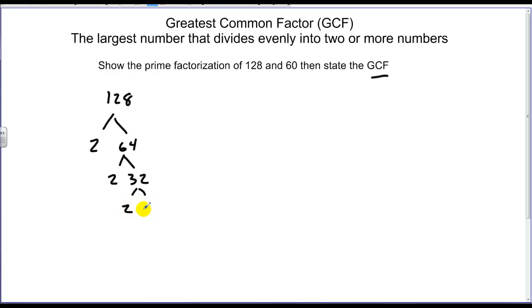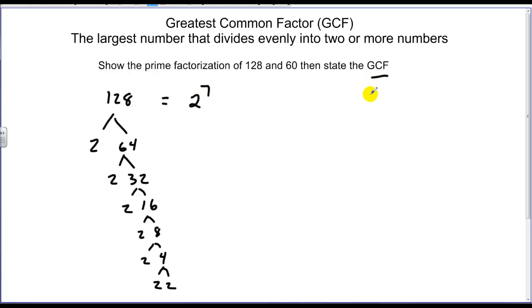2 and 16, 2 and 8, 2 and 4, and 2 and 2. So you'll see at the end of the tree I have 1, 2, 3, 4, 5, 6, 7 2s. So 128 is 2 to the 7th power.